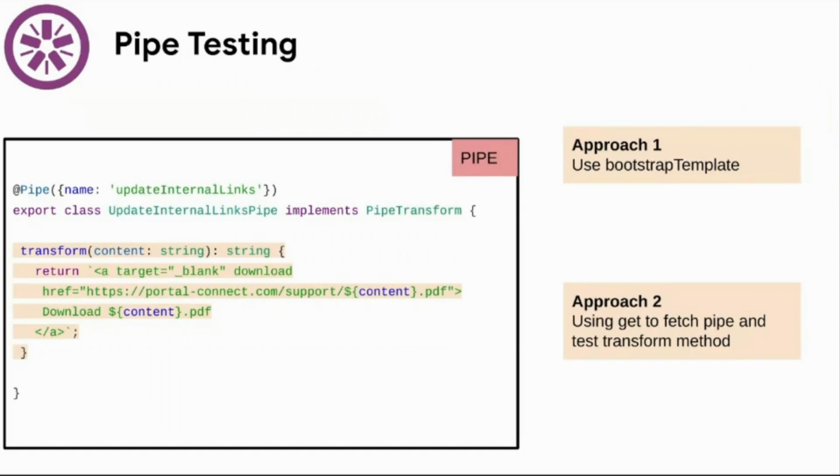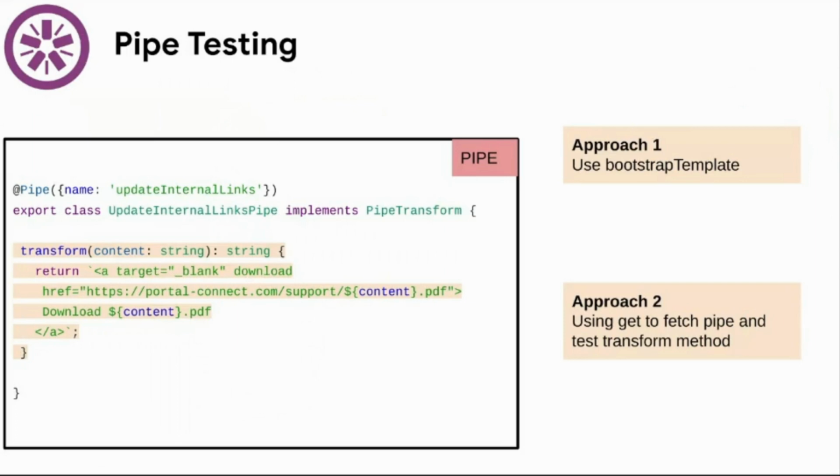So pipe testing, suppose here, what exactly will it do? This is one simple pipe. The main approach of the pipe here is that the name of the PDF would come from your backend. You say, okay, the name of the PDF will come, and we are going to add that download link.